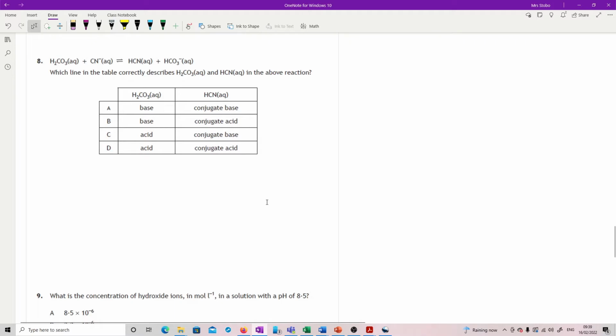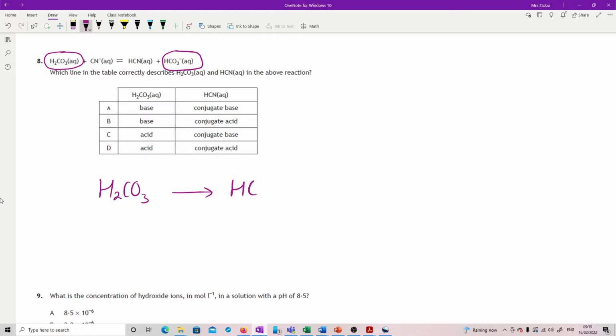Okay, question 8. This one, you've got to be careful on this one because they're not actually using the pairs. Which line in the table correctly describes H2CO3 and HCN in the above reaction? And we're looking for bases and conjugates, or acids and conjugates. So what has happened to this one is it has changed to this one over here. So we have gone from H2CO3 to HCO3-. So what it has done is donate a proton.